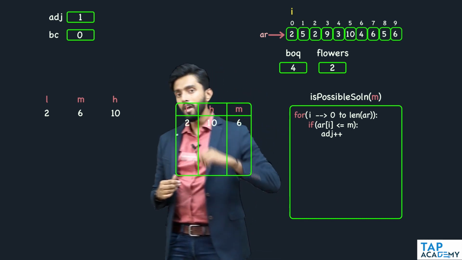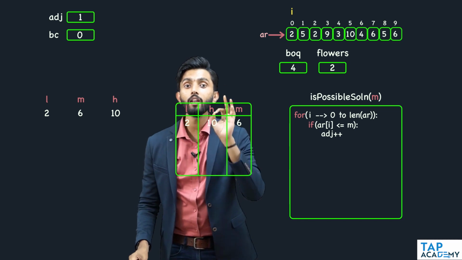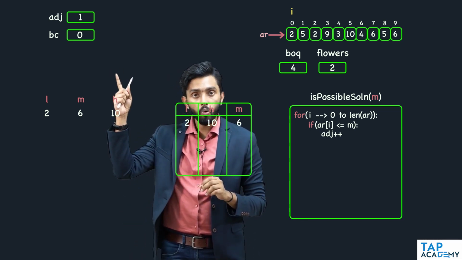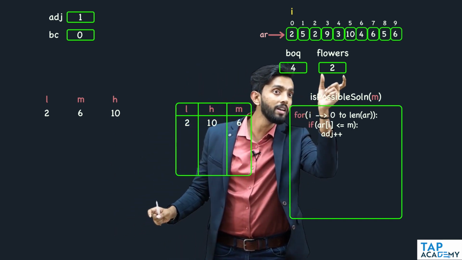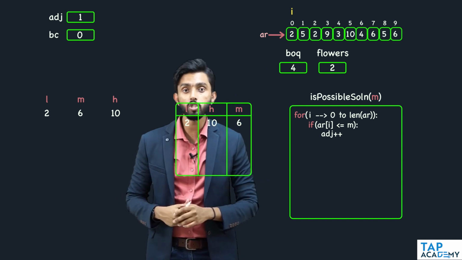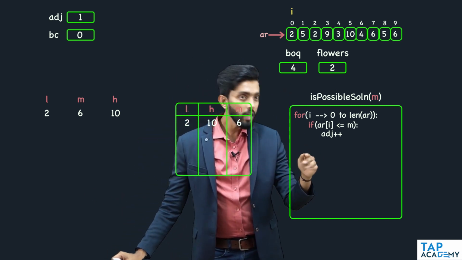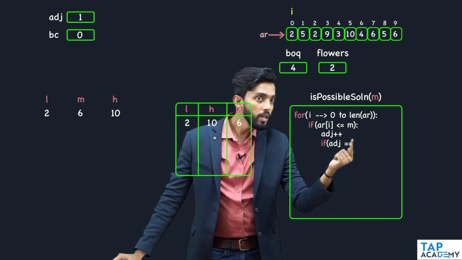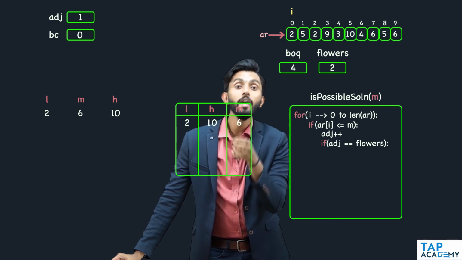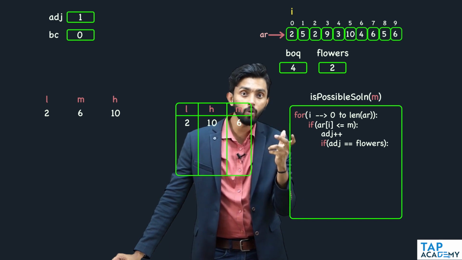Now please understand, whenever you increment the adjacent value, don't you think there is a very good possibility that the adjacent value could have become equal to the number of adjacent flowers that you need to make a bouquet? Possible, right? So immediately I will check: is the adjacent value equal to the number of flowers I need to create a bouquet? If it is equal to the number of flowers I need, then I can create one bouquet.